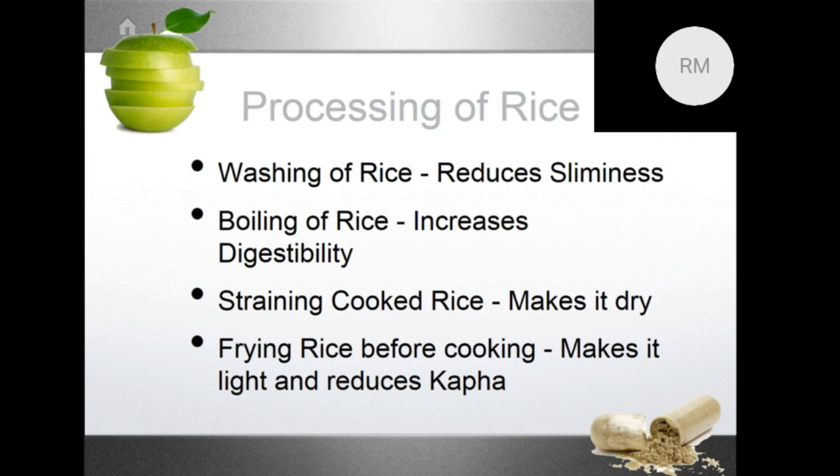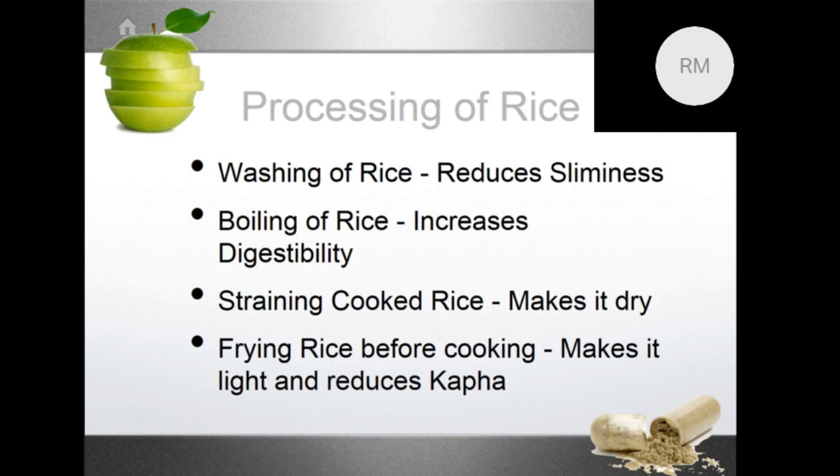So processing of rice, Ayurveda says why? Ayurveda says that when your digestive fire is very weak, then you need to add 14 times water. So it is between 14 and 4 times. This is the limit prescribed, and within it you can make adjustments. The purpose of processing rice is that when you wash rice, it reduces its sliminess.